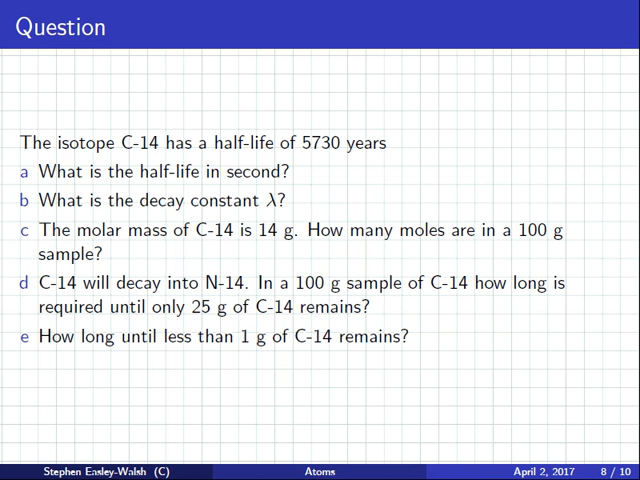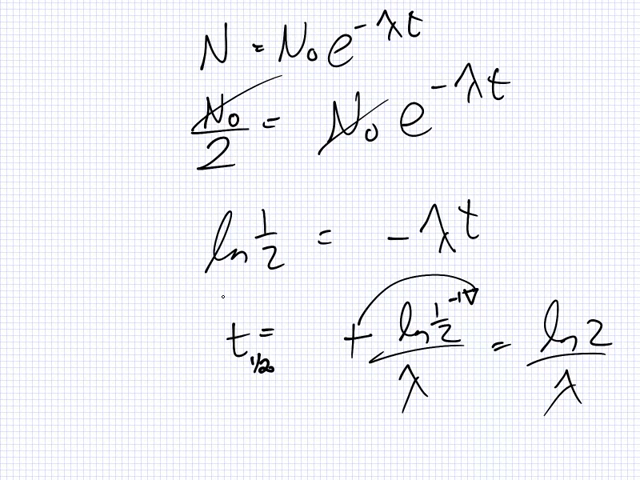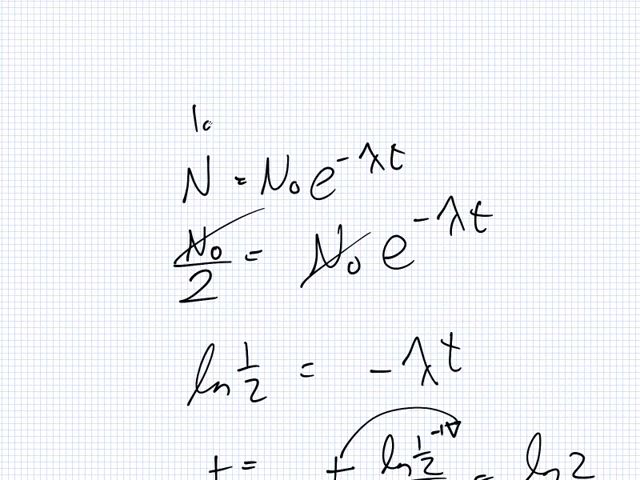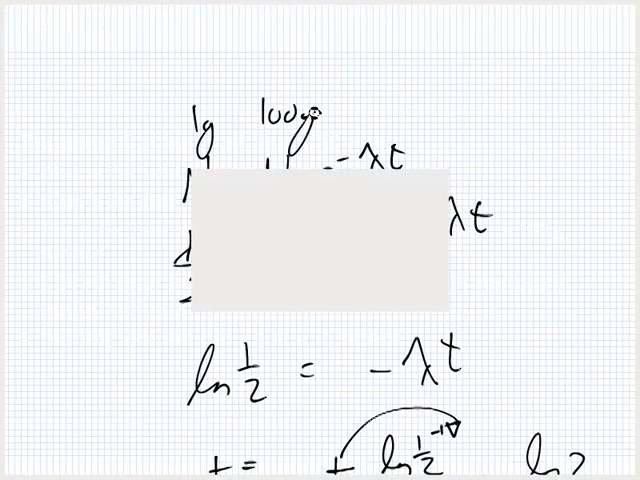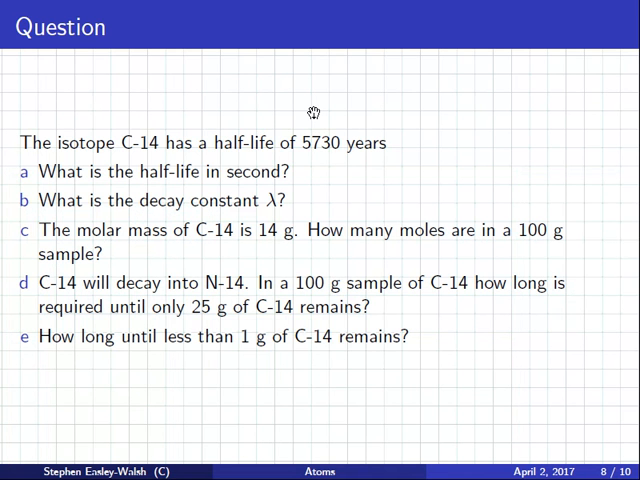Lastly, I'll let you try this one. How long until you have less than 1 gram of carbon-14? You could use this N formula, where this is 1 gram and this is 100 grams. But I don't want you to do that. I just want a rough estimate.